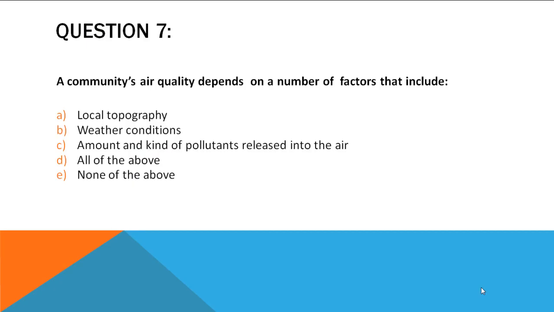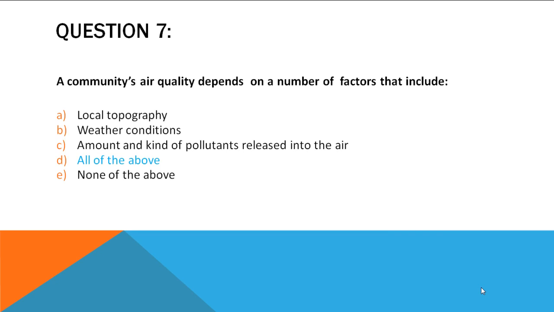Okay, question 7. A community's air quality depends on a number of factors that include A, local topography, B, weather conditions, C, the amount and kind of pollutants released into the air? Is it D, all of the above, or E, none of the above? The answer is D, all of the above. Good job to those of you that got that one.